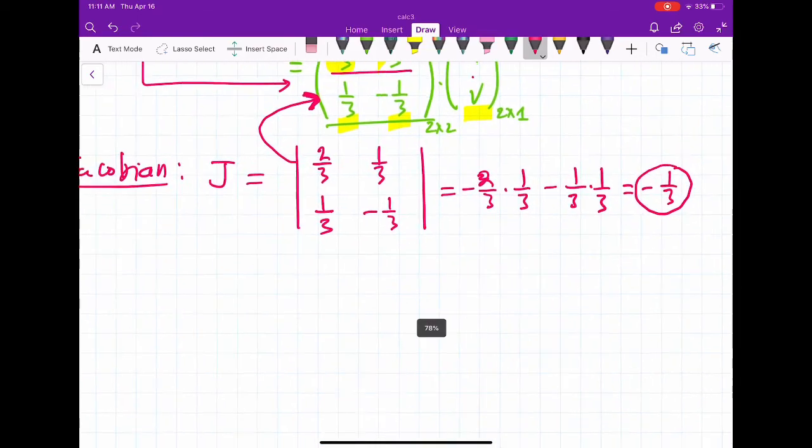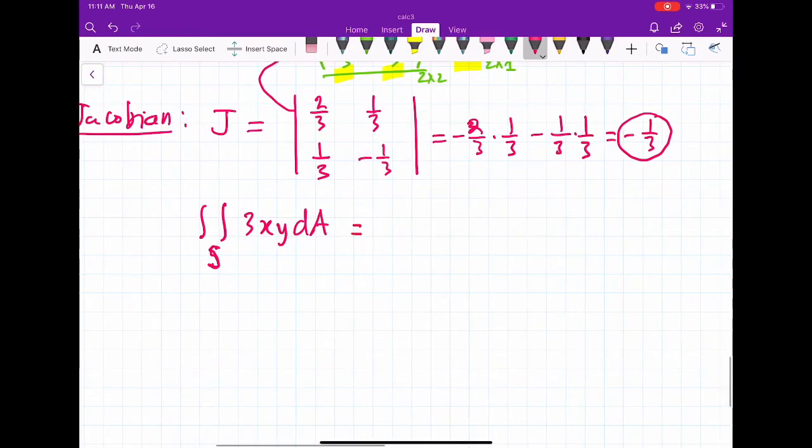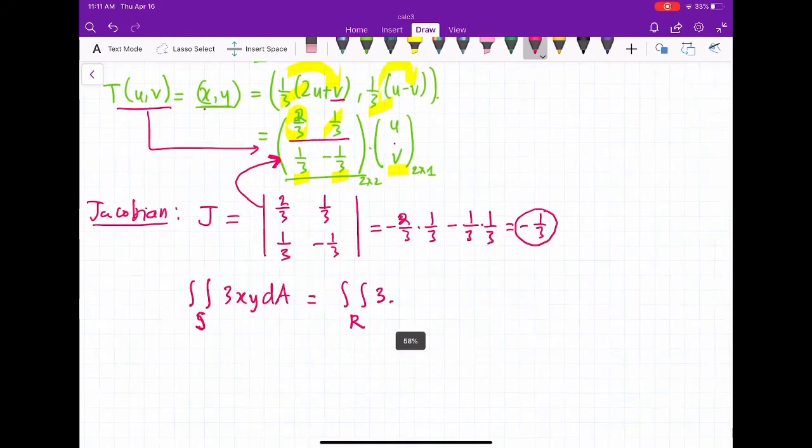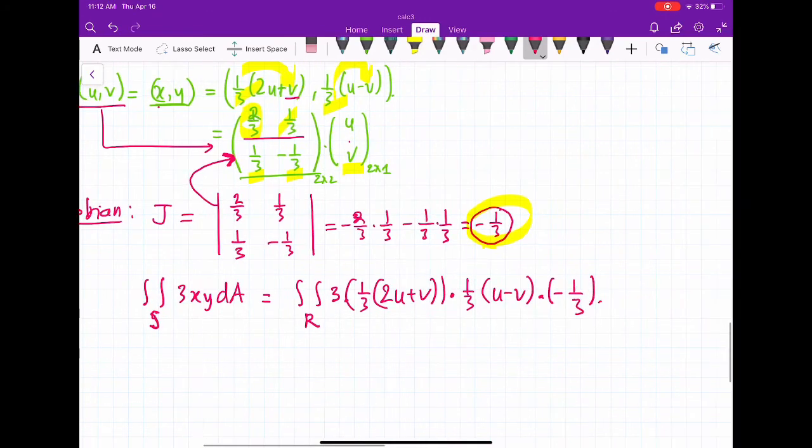Okay, now let's apply this to the following integral. We have the double integral over S of 3xy dA. We already know the Jacobian of the linear transformation from S to R, so I can apply that right here. I will rewrite this as the integral over R of 3x. What is x? We have x and y right there. X is 1/3 (2u plus v), times y. Y is 1/3 (u minus v). All right, and here I will have the Jacobian. I need to copy this Jacobian right here, multiply with -1/3.